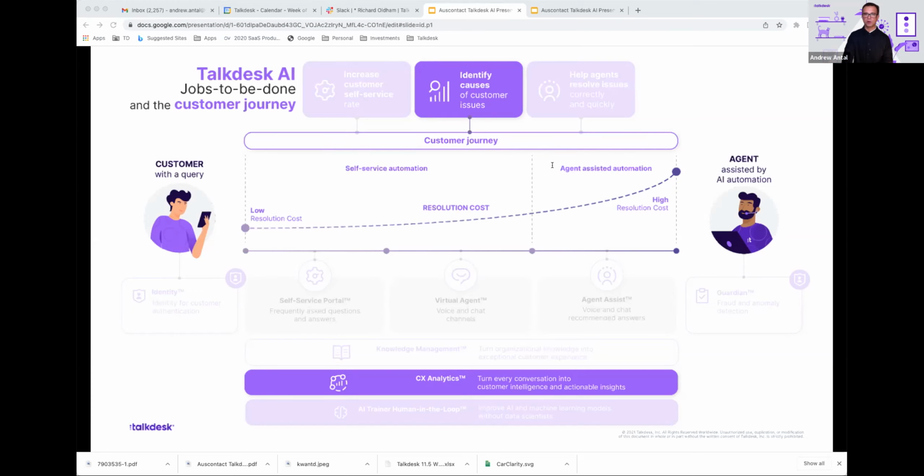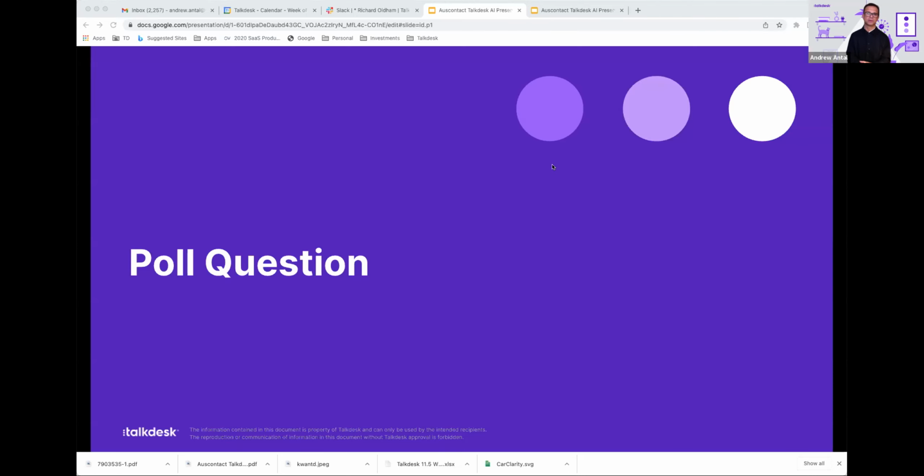So let's open it up again, Fiona, in relation to the poll question. Let me ask the question of the audience. Based on the framework that you've seen here, let's get a feel for whether AI is deployed across your organization, or if it is, are you focusing more on the customer side or the agent side, or in between?